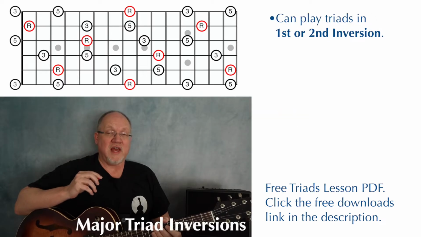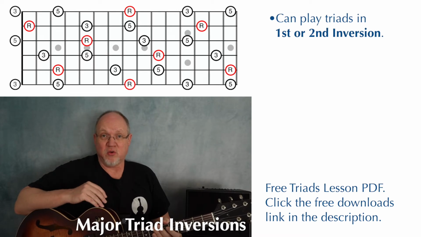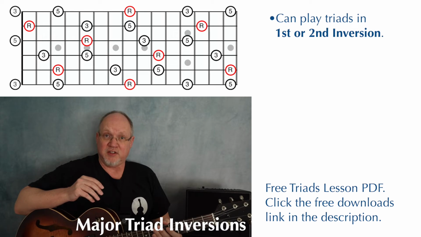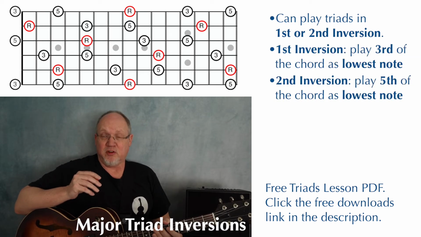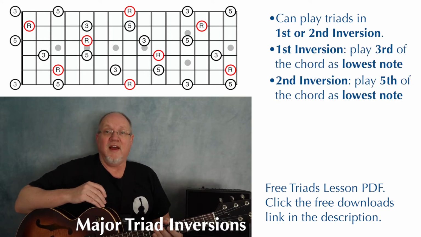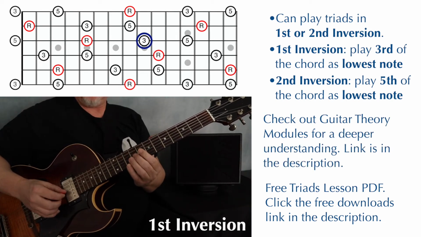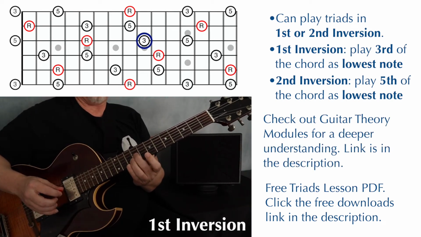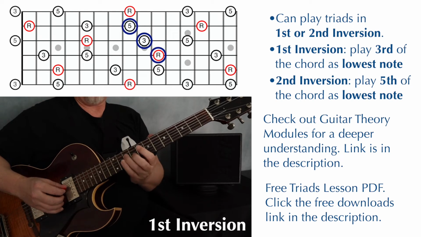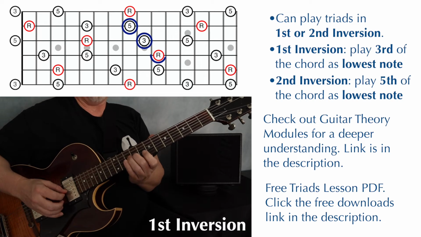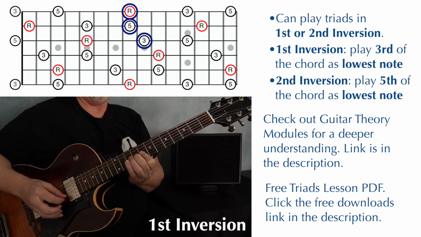There's no rule that says you have to play triads in root position only. You can also play them in first inversion and second inversion. First inversion means that you're playing the 3rd of the chord as the lowest sounding note. Here's the 3rd of a C major triad on the 3rd string. Now instead of playing from root to 3rd to 5th, from bottom to top, we're going to play 3rd to 5th to root, from bottom to top.